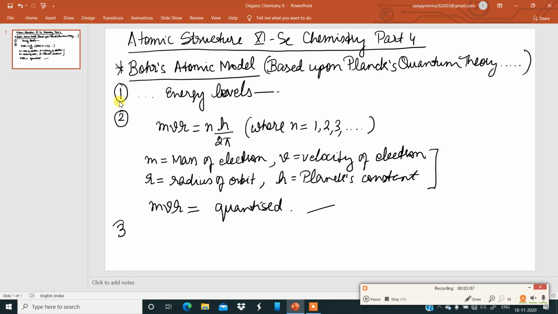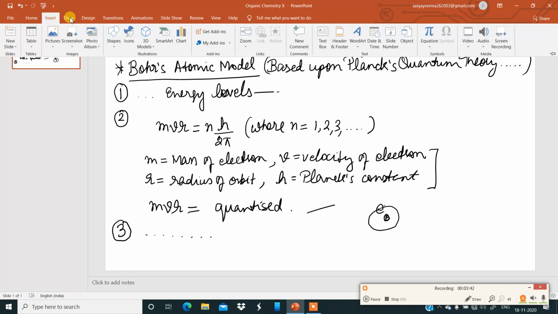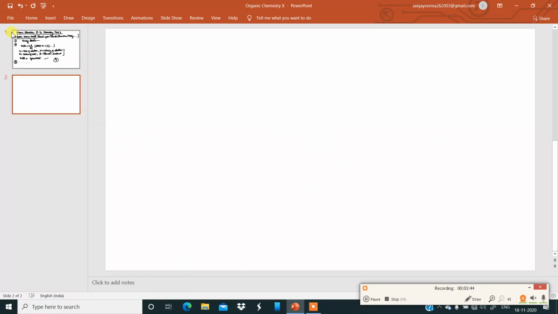Next, number 3. There is no loss or gain of energy as long as the electron moves in a given energy level. If there is a nucleus and there is an orbital, as long as an electron is there in a given energy level, there is neither loss nor gain of energy. Now, next slide.